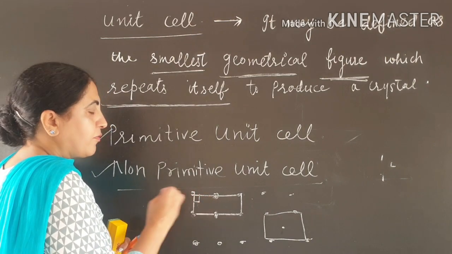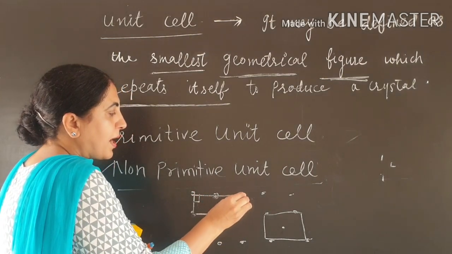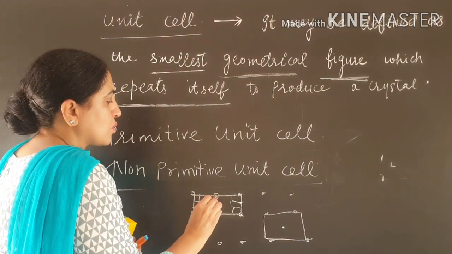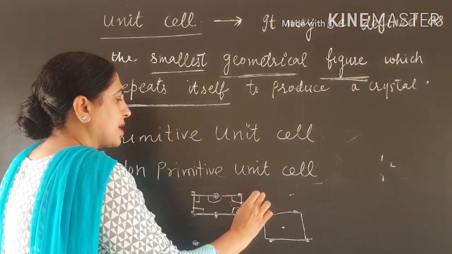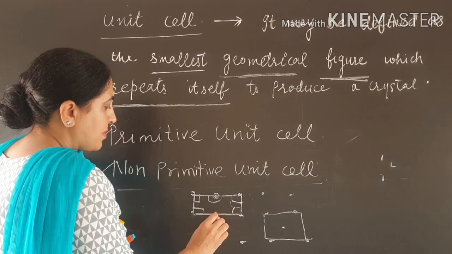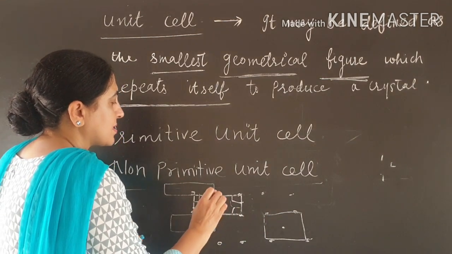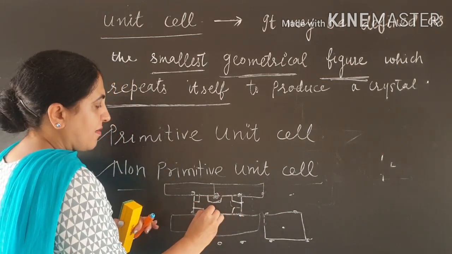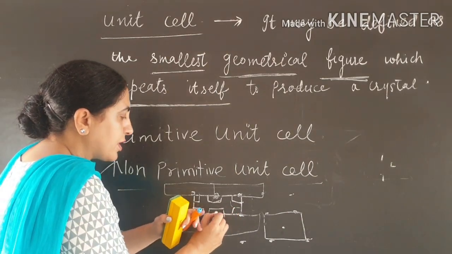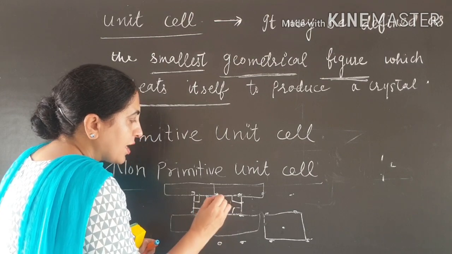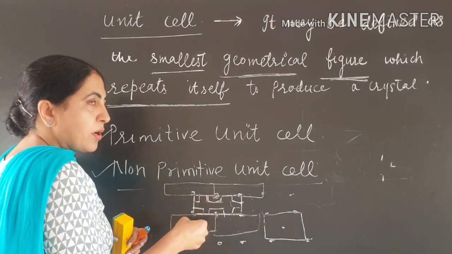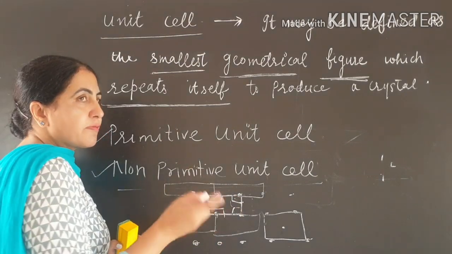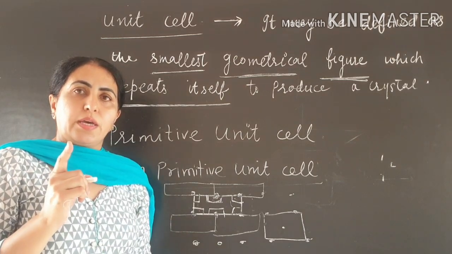Now see here, 1/4 part of this lattice point is shared by this unit cell, 1/4 of this, and also of this. Same here, another unit cell. Same here, another unit cell. Like this, like this. So half portion is shared by this, half portion is shared by this. Half portion of this lattice point is shared by this unit cell. So the total number of effective points is 1/4 plus 1/4 plus 1/4 plus 1/4, which is 1, and half plus half is 1. So the effective number of lattice points is 2 in this case.